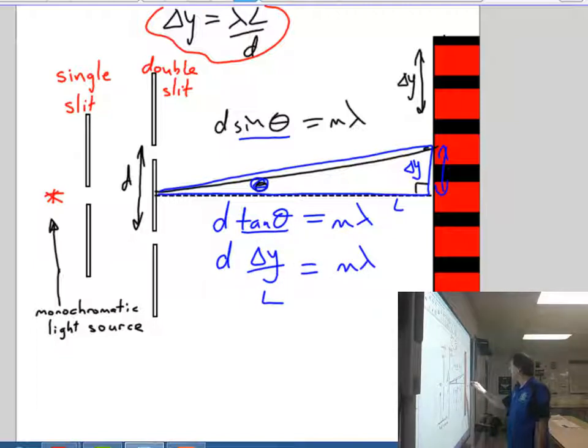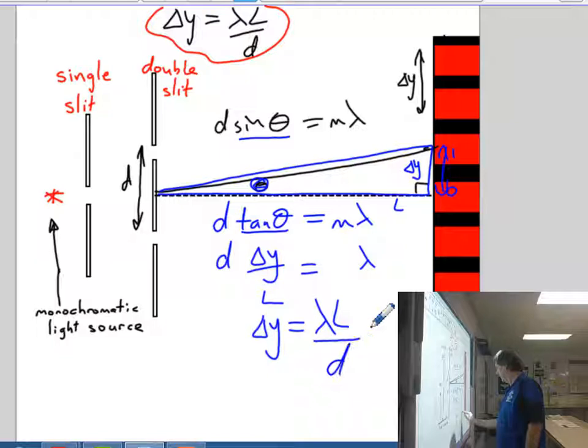Now the m value here is 0 to 1, so we're only talking about 1 for the m value, and we can replace that with a 1 lambda. So based on that, you should find a formula that you can rearrange now. The actual value will be delta y equals lambda L over D.